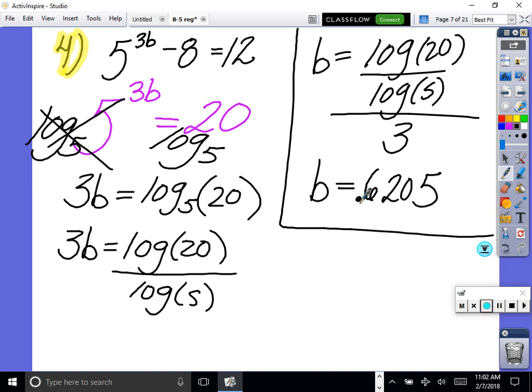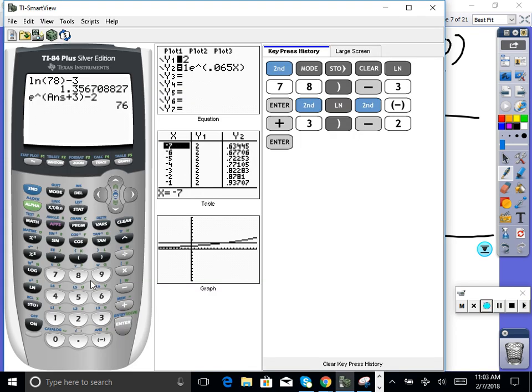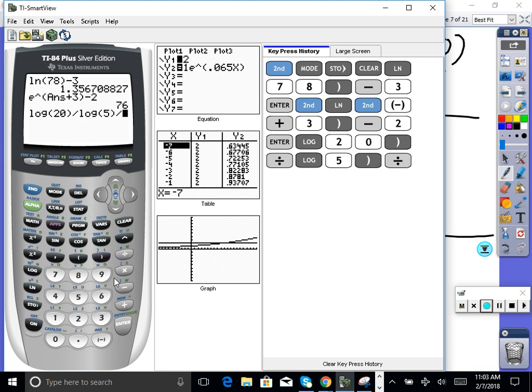6205. Now, when we check it, we cannot use this rounded answer. We have to instead use the entire decimal. Now, we should not have to type in the decimal. Everybody remember, watch real quick. Okay, I'm going to go to my calculator. So I'm going to type in log of 20 divided by log of 5, am I right? Then divided by 3. I hit enter. Okay, there's the decimal.